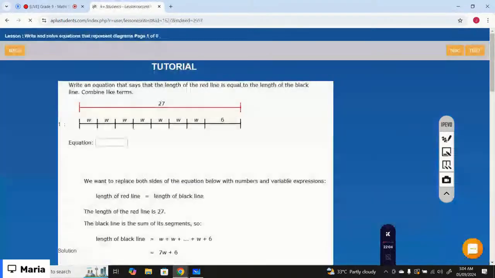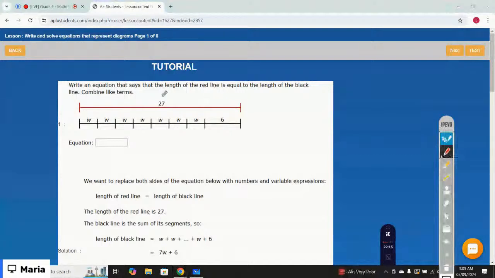Okay, write an equation that says that the length of the red line is equal to the length of the black line. So the length of red and black line are equal, right? The red line is given 27. Now look at the black line, right? So black line is 1, 2, 3, 4, 5, 6, 7. You have 7W, right? And then you need to add that 6. So that is 7W plus 6 equals 27 because the length of the black line and red line are exactly equal. So solve for W, that is 7W equals 27.